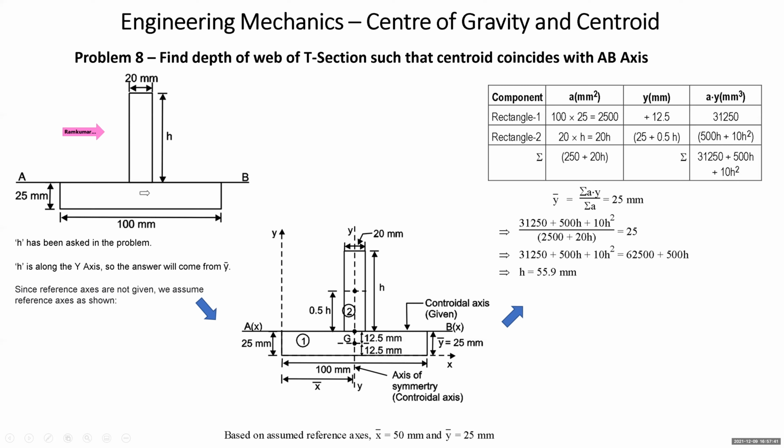Okay, now come to this side. On this diagram, I have drawn the same diagram. This dimension is given as 20. This is h. Okay, and this rectangle is of width 100, and this is 25. AB is your centroidal axis.